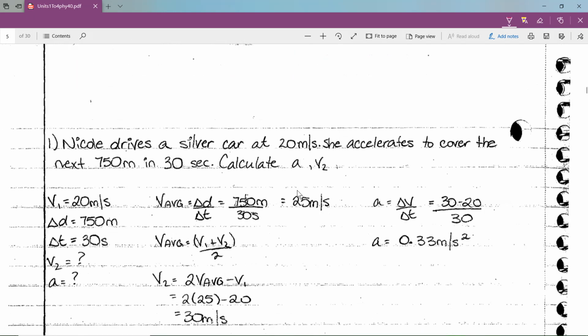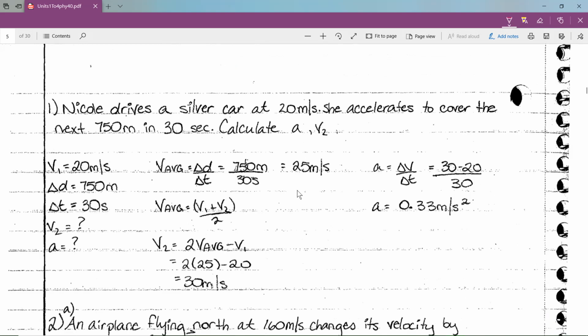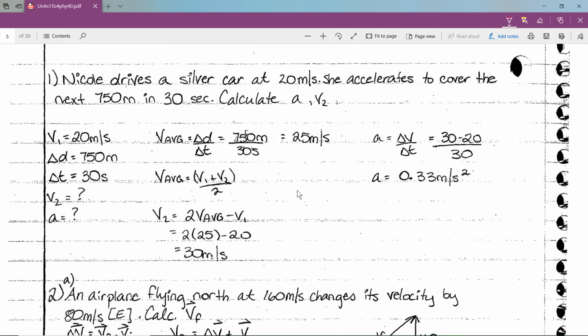Okay, so let's try a few examples. Here we go. Let's say Nicole, I'm not sure if there's a Nicole in this class, but if there is, let's say Nicole is driving a silver car at 20 meters per second. Then she decides to accelerate, so she's covering the next 750 meters in 30 seconds. So we're going to calculate the acceleration, the final velocity, and let's also calculate the average velocity. I'll throw that in too. And I'm not going to use the vector arrows here. I'm going to assume going east is positive, so I won't use the vector arrows unless I really have to.